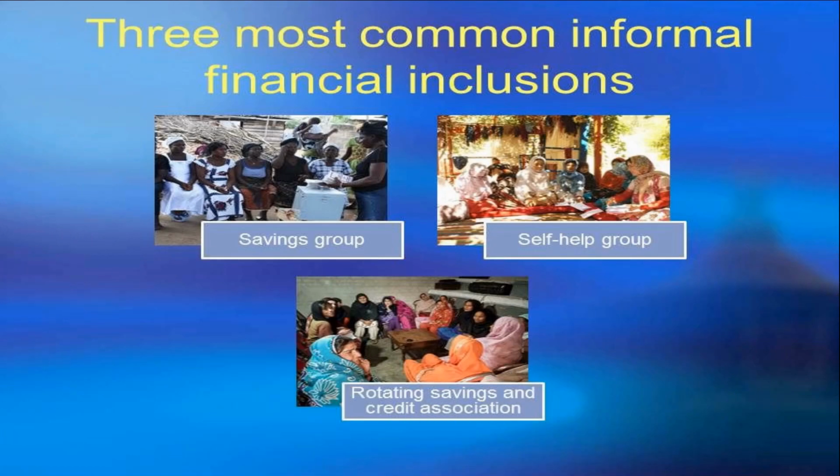There are three most common informal financial organizations in the world. They are all composed of a small number of people who save together and take small loans from those savings. Those three have proven to be one of the most effective, low-cost mechanisms to provide basic financial services to the poor, particularly in rural areas at a very large scale.